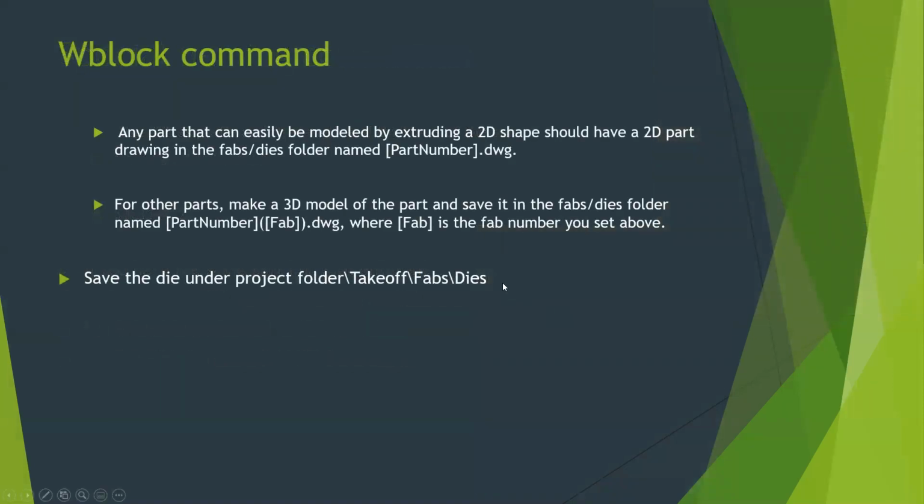Like you have previously seen in the other videos about how to create brake-shaped fabs, we're going to be using the same command, the W-block command. Any part can be easily modeled and extruded into a 3D part by drawing into the fab or the dies folder. Remember to save the die in the same location: project folder, takeoff, fab, and dies. Let's see an example on how to do this.